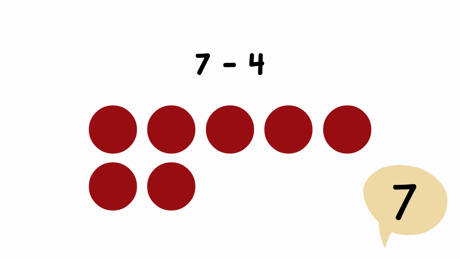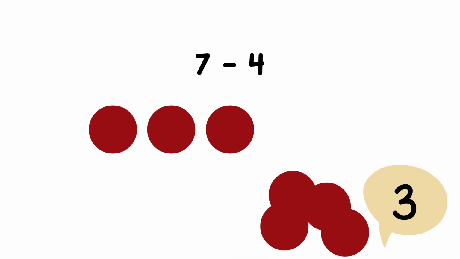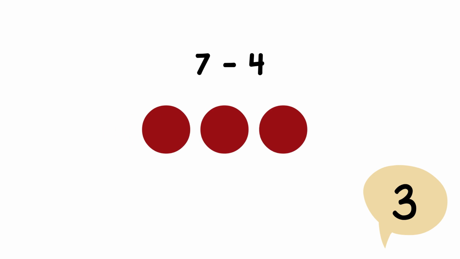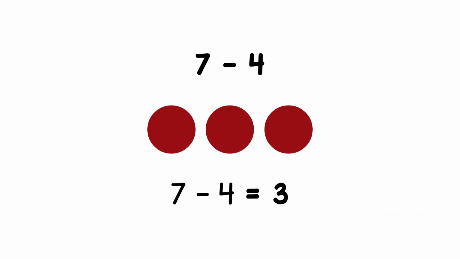As you remove each counter, say the number aloud: 6, 5, 4, 3. The last number you say, 3, is the difference. That means 7 minus 4 equals 3.